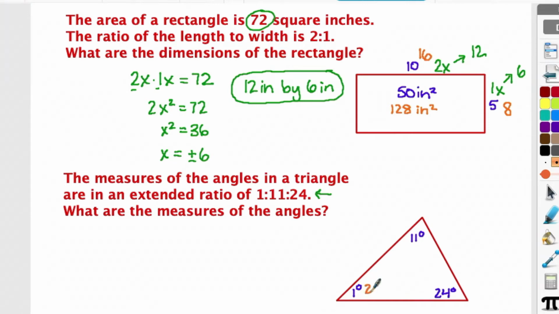What if we double them? 2 degrees, 22 degrees, 48 degrees. That still doesn't add up to 180. But if 1 to 11 to 24 is the extended ratio, why don't we just call them 1x degrees, 11x degrees, and 24x degrees? And what have I been checking? I've been checking to see if those add up to 180.